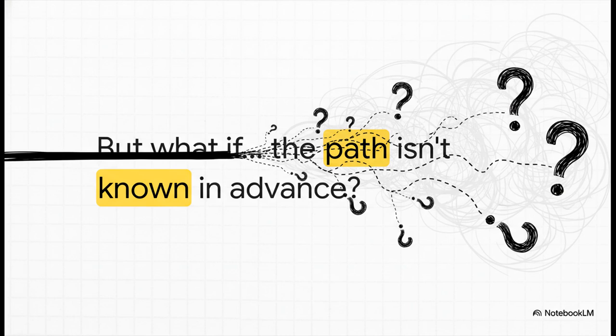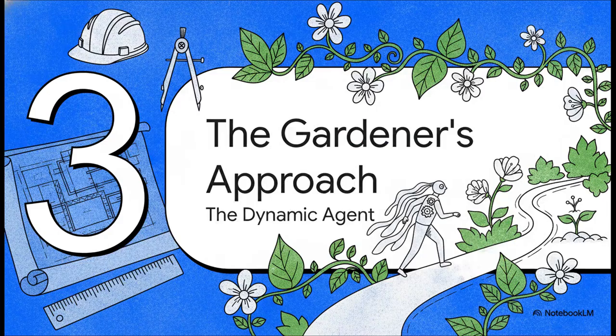So those 5 patterns, they're fantastic. They give you a ton of power to build systems that are structured and predictable. But what if the path isn't known? What happens when you're facing a problem that's so messy and open-ended that there's no way you could map out every step ahead of time? And that is where we hang up our architect's hard hat and we step into the garden.